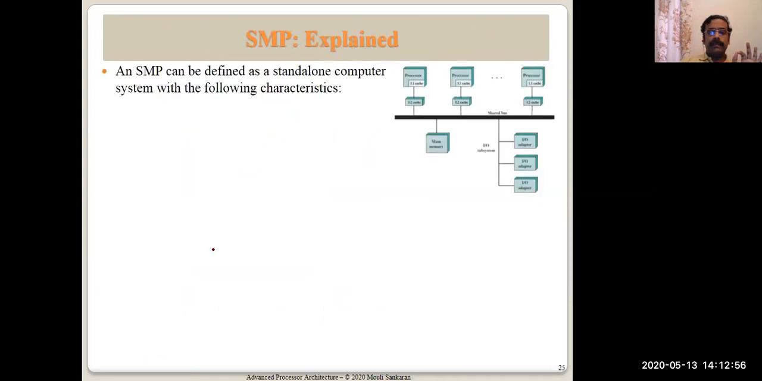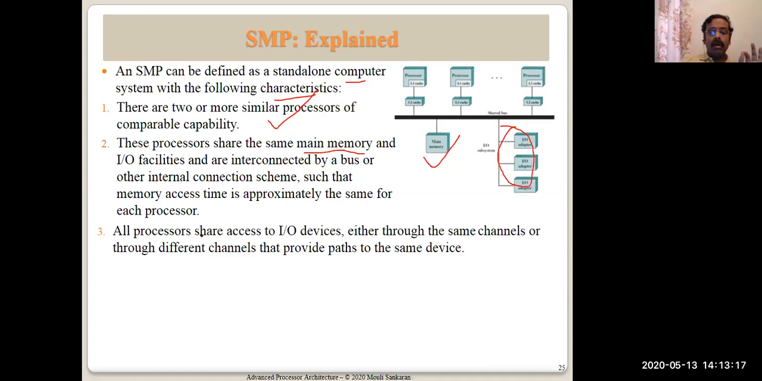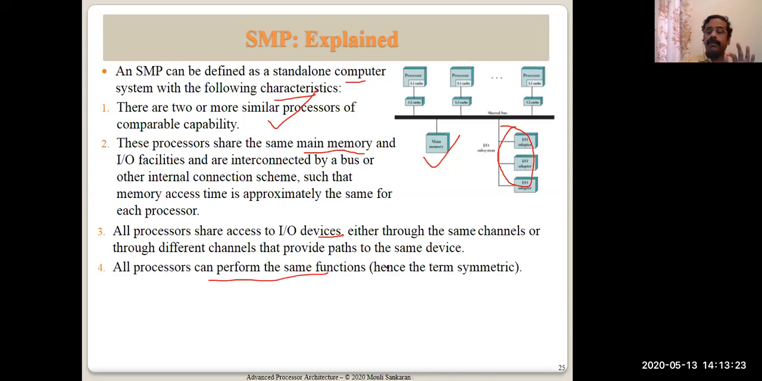So let me explain it again. SMP can be defined as a standalone computer with the following characteristics. There are more than one similar processors. The cores are similar in nature. They have similar capabilities. These processors share the same main memory. They all share the same IO system. All processors can perform the same type of functions.